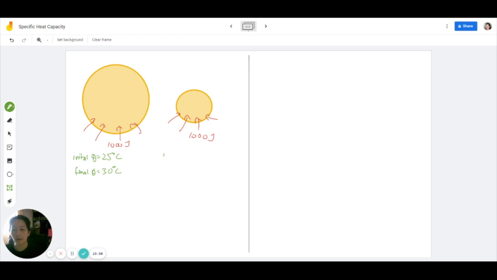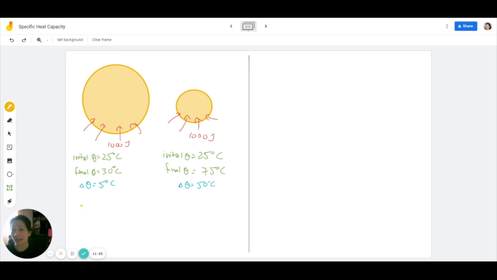And say for the smaller one, it also starts at 25. Because the ball is so much smaller, it has a higher final temperature. So let's say it goes up to maybe about 75 degrees Celsius. So in order to determine the heat capacity values, in this case, you can see that the change in temperature is only 5 degrees Celsius, whereas the smaller ball has a change of temperature of 50 degrees Celsius.